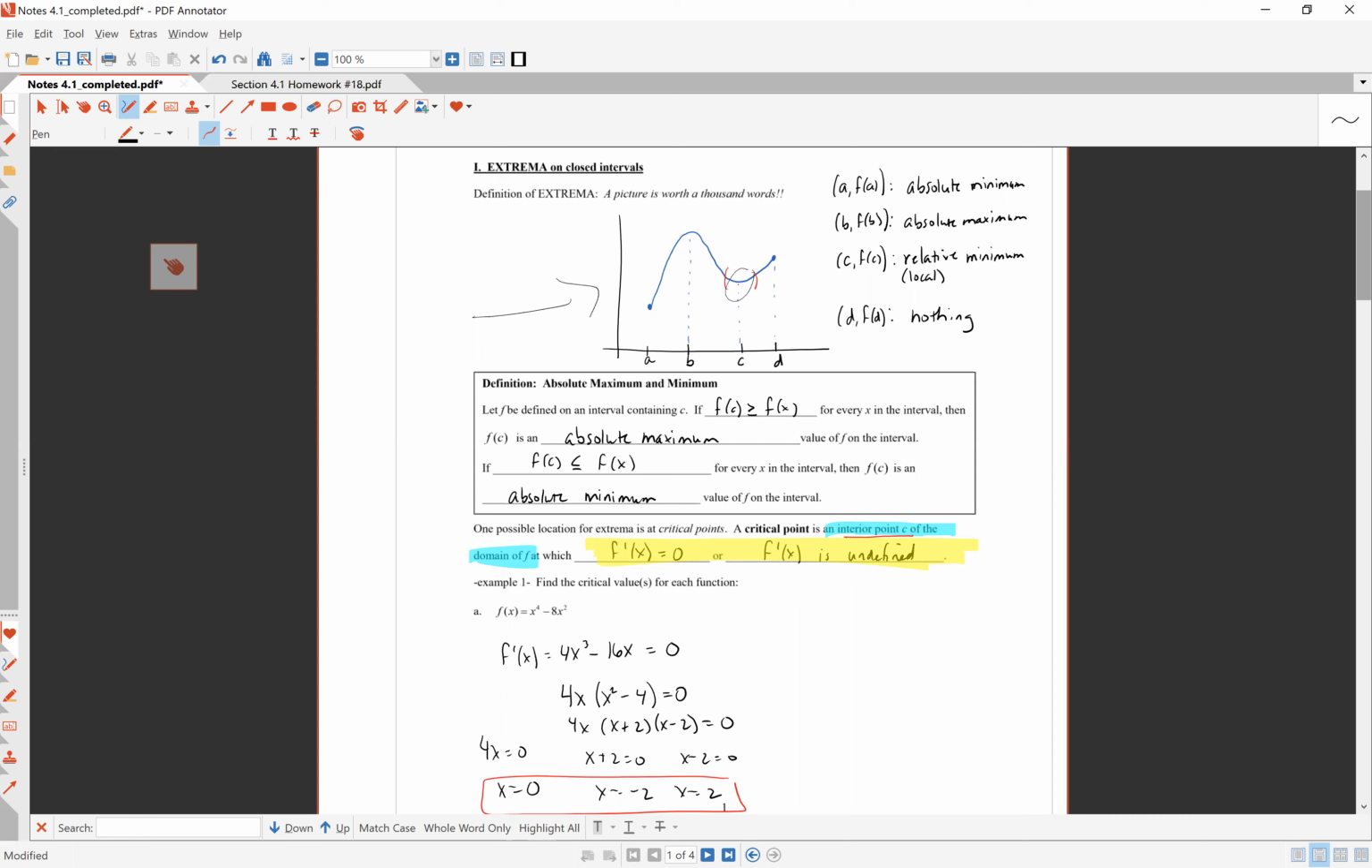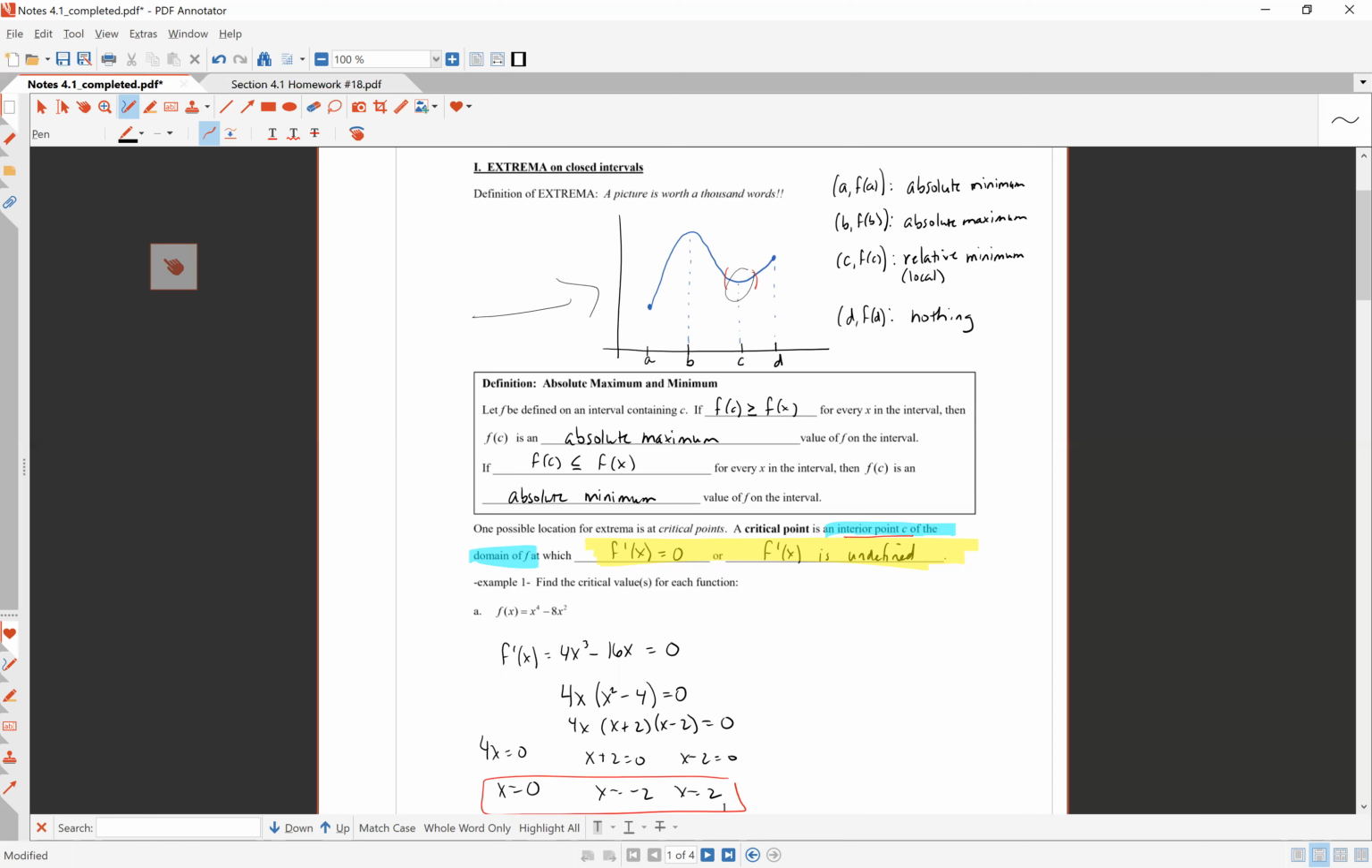And then we can just flip that around. If f of c is less than or equal to f of x for every x in the interval, then f of c is called the absolute minimum, or the smallest point. And we're going to have word problems later on where we're trying to find the absolute minimum and the absolute maximum. Okay, so now how do we find these points? How do we find the point c where we have an absolute minimum or absolute maximum?